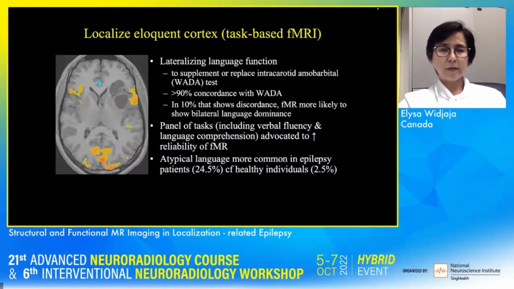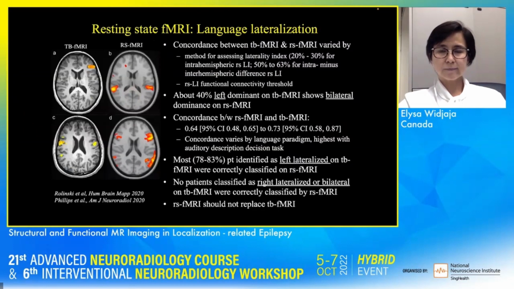When performing fMRI for the purpose of language lateralization, it is important to perform a panel of tasks in order to improve the reliability of fMRI. Atypical language is more common in patients with epilepsy compared to healthy individuals. Some institutions have also started using resting state fMRI for language lateralization. Resting state fMRI has been shown to have reasonably good concordance with task-based fMRI, somewhere in the order of 60 to 70% agreement.